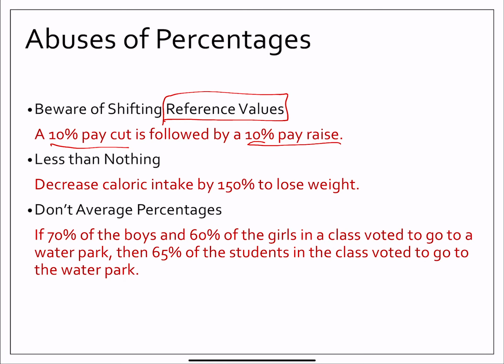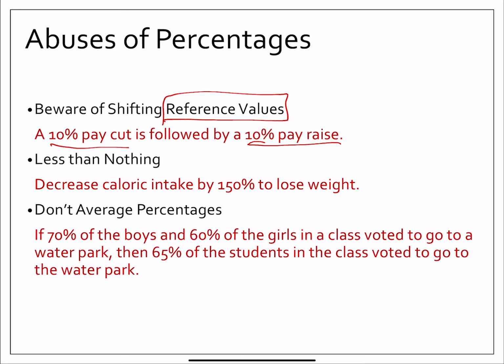And another thing is, you don't want to average percentages, right? Because the number of people might be different. So in this example, it says that 70% of the boys and 60% of the girls in the class voted to go to a water park. You can't say that 65% of the students did it, even though 65% is in between 70 and 60. What if there are more boys than girls in the class? What if there are more girls than boys in the class, right?